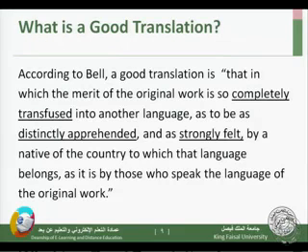Now he said the original work is so completely transfused into another language. Transfused is a word used for blood, like a blood transfusion. It is a very nice word to use, like making the translation like blood getting into your veins. The blood of your body goes into the blood of another body, so it is exactly your blood transfused. And when it is transfused into another language, it must be distinctly apprehended. It means it is clearly understood by you and by the other person.